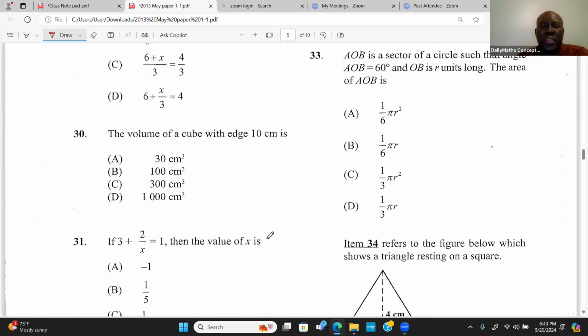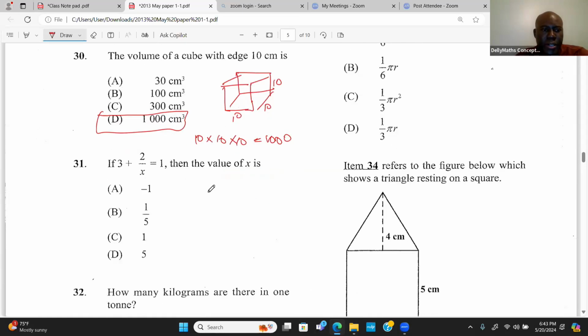The volume of a cube with edge 10. What is a cube? A cube is like an ice tray cube, the regular ice you eat all the time. This side is 10, this is 10, this is 10. Volume is going to be 10 times 10 times 10, which is going to be 1,000. And here is the answer.